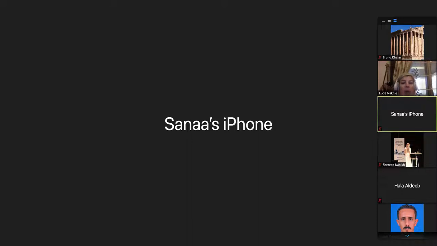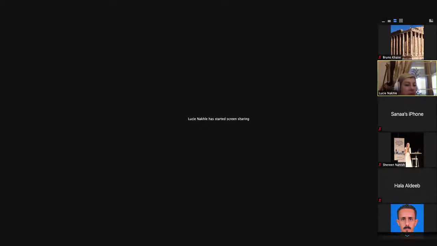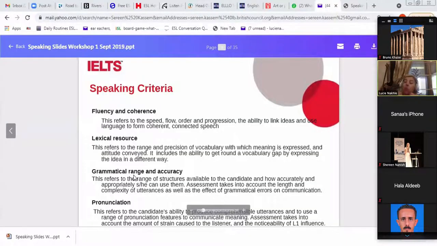Okay, guys, I'm going to share with you the speaking criteria. And what I mean by speaking criteria is what the examiners use to grade your language. There are 4 criteria.